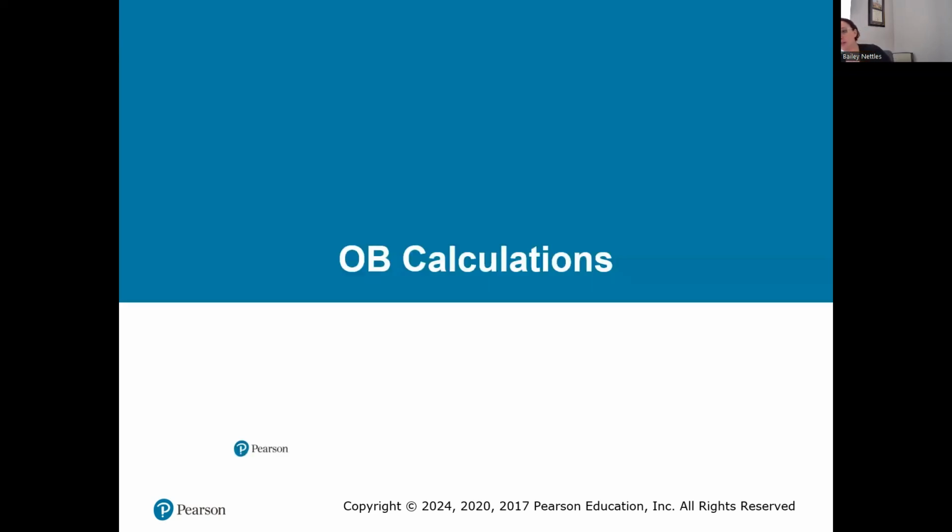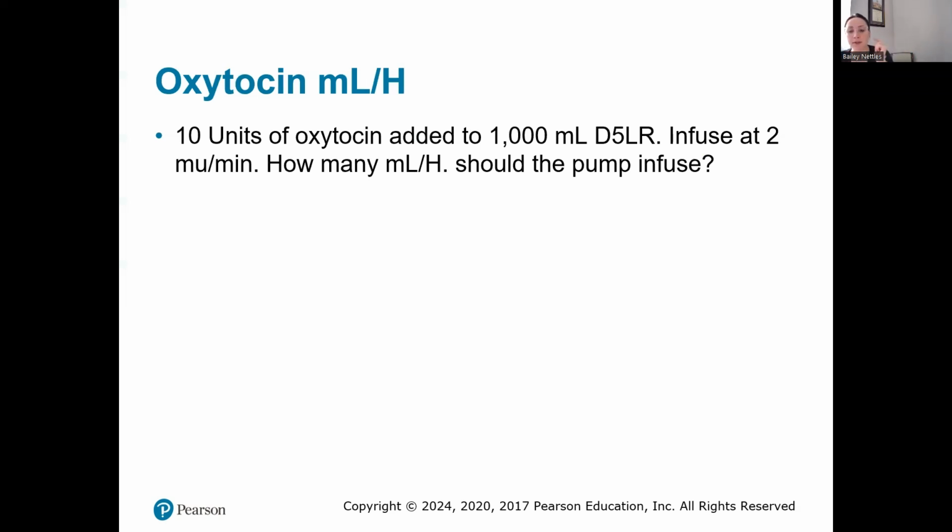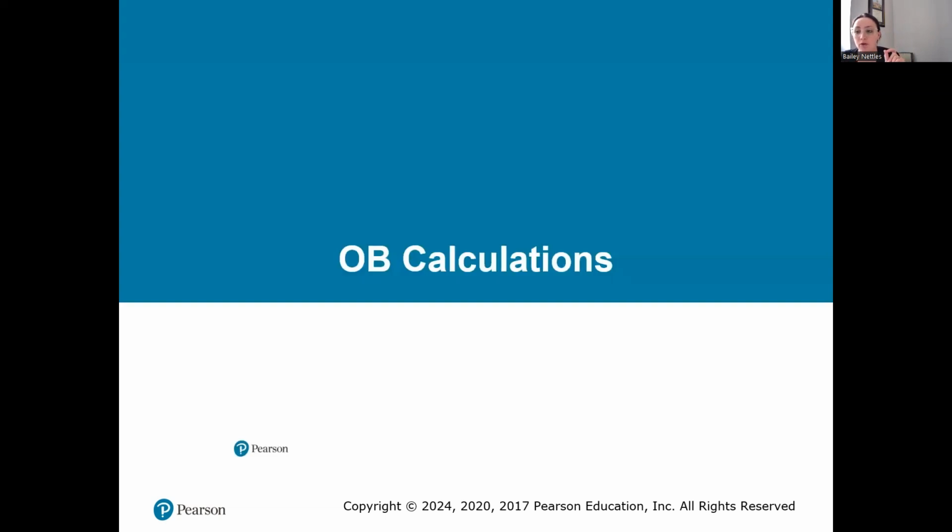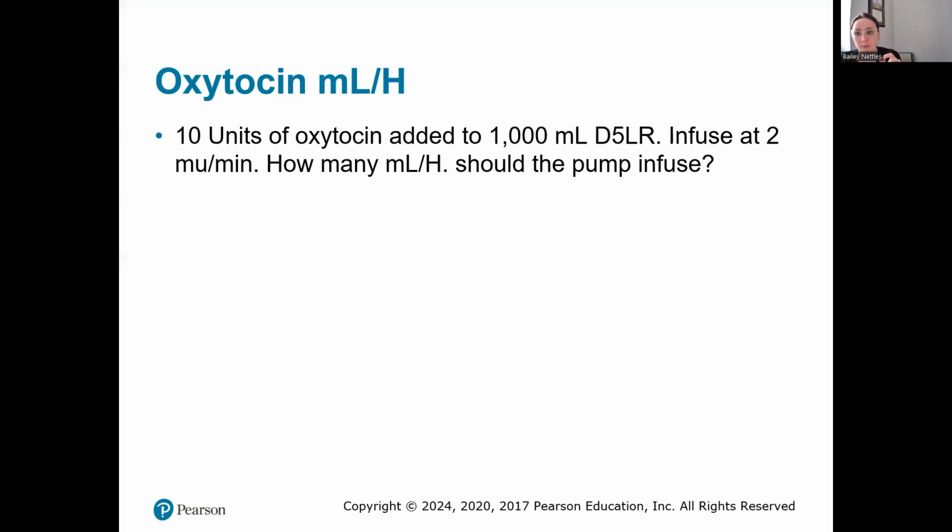So now we get into calculations. So we have an important new conversion. It's called microunits, MU. So microunits, there is 1,000 microunits in 1 unit, okay? So with that knowledge, see if you can figure out this problem. I'm going to give you 3 seconds and then we'll go over it. So I have 10 units of oxytocin added to a liter of D5LR to infuse it 2 microunits a minute. What are you going to set the pump to for milliliters an hour?